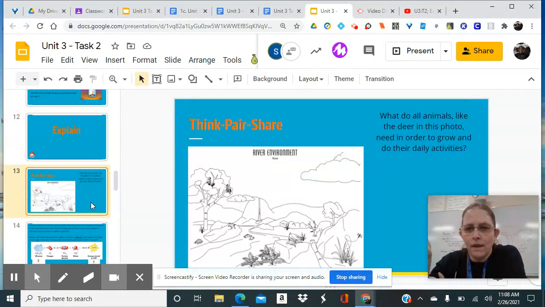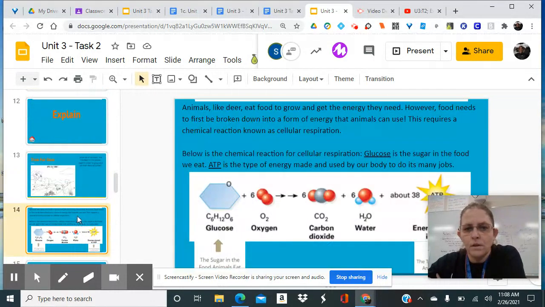Okay, explain today. So we're going to do a lot of thinking. What do animals, like the deer in the photo, need in order to grow and do their daily stuff? What do you need in order to grow and do your daily stuff? Okay, you need food. You need to eat. So you need energy to do those things.